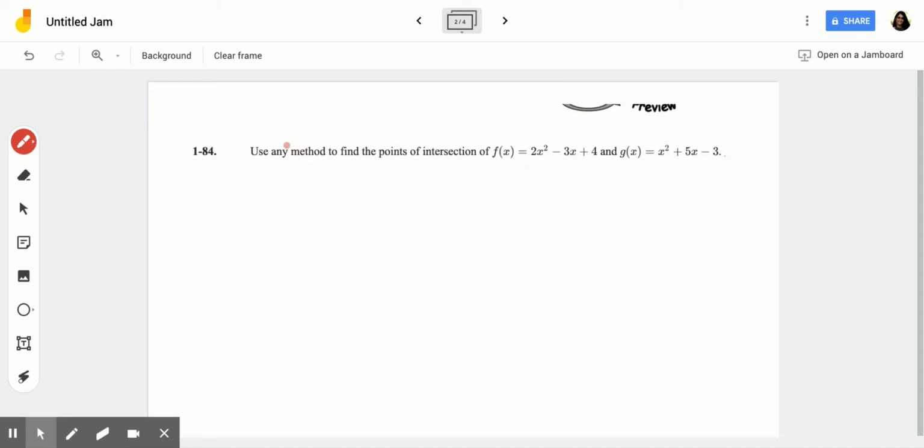So we could use graph, we could use table, but I want you to use the algebraic method, and you can flip back to your Friday notes, but that's the one where we set these equal to each other. So I'm not going to do the entire problem. I'm just going to remind you what we did as step one.